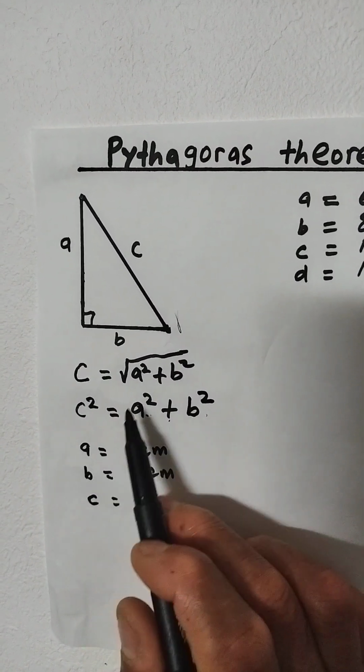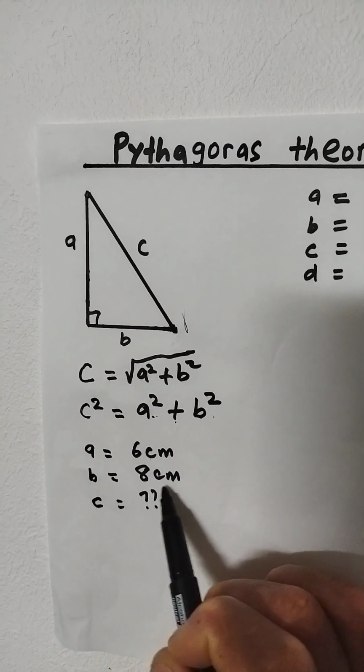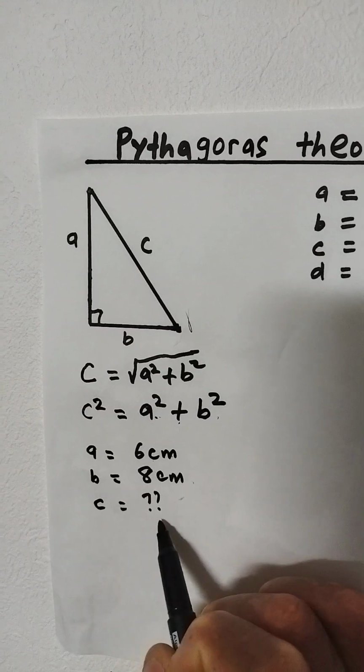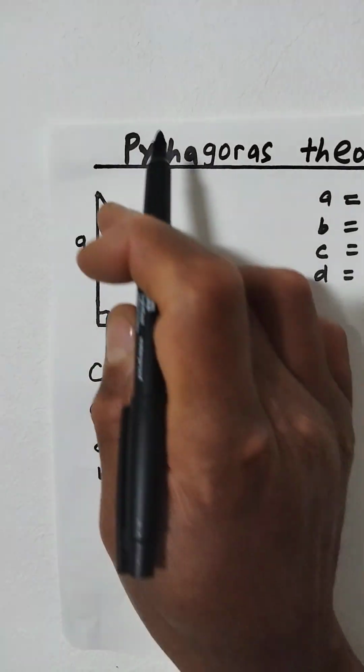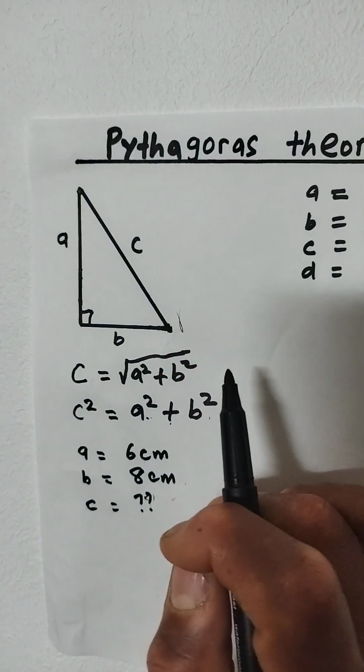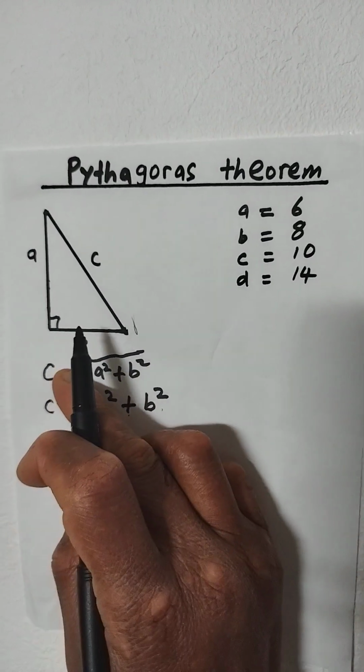Okay, now A is equal to 6 centimeters, B equals 8 centimeters, and C is not given, we are looking for C now. That C is called the hypotenuse. We are looking for C now. Okay, now let us use the first formula, this one.